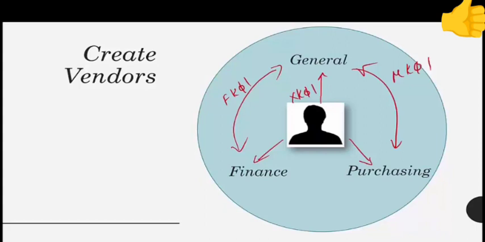The reason is simple. The companies have departments. And when a vendor is being created, the finance department creates the finance view. The purchasing department creates the purchasing view. They don't want to crisscross. So that's why we have so many different transactions. And if somebody wants to create all the views together, they can do XK01.